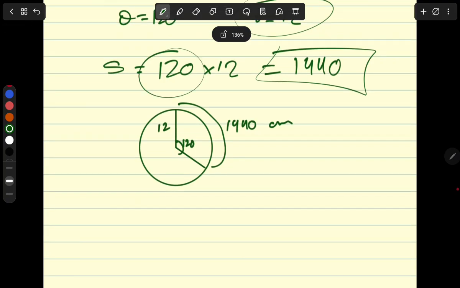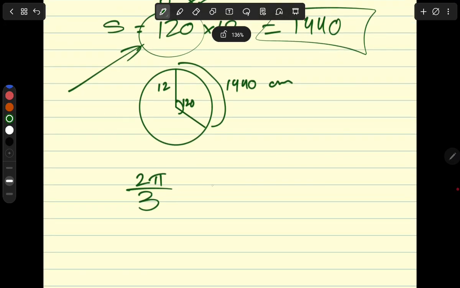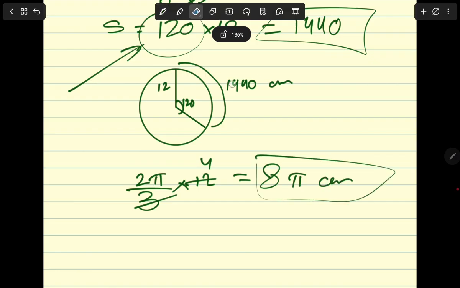So in order to apply this formula of r theta, this was theta and this was r. This theta is always in radians. So 120 is going to be 2 pi by 3, right? Recognize the famous ones, right? Multiple of pi by 6. So multiple of 60 degrees, which is pi by 3. So twice of 60, which is twice of pi by 3. So 2 pi by 3 times 12. So this is going to give you 8 pi centimeter, right? So this length is not going to be 1440 centimeter, rather 8 pi centimeter.